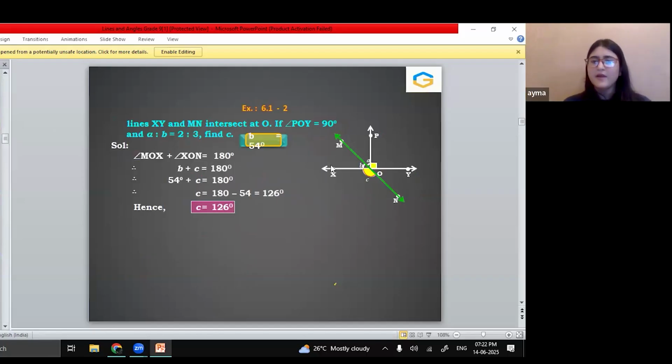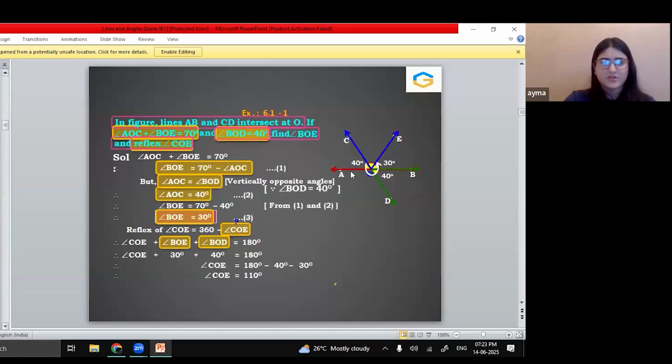देखो यही कर रहे थे ना यहाँ. See this question, it's saying line XY and MN intersect at O. आपके पास दो लाइन्स हैं XY and MN. इससे पहले मैं I'll give you a question based on this. पहले ऐसा वाला एक क्वेश्चन कर लो जरा.